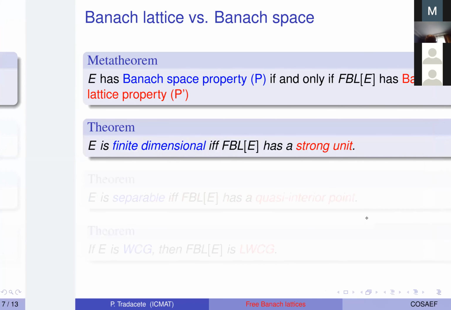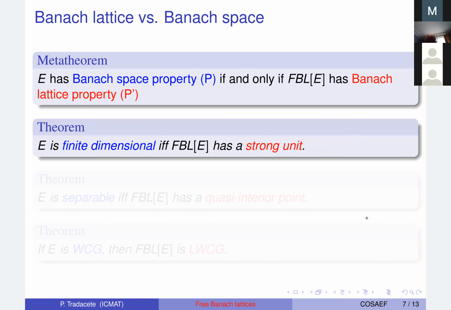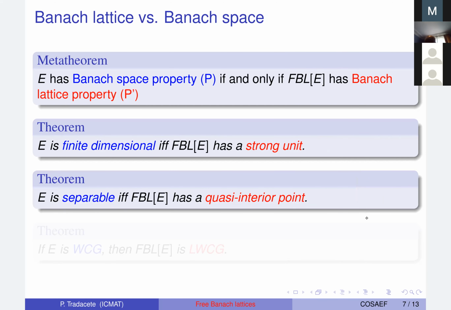So the easiest, or the first thing one can check, is that being finite dimensional for a Banach space is equivalent to its free Banach lattice having a strong unit. This is very much related to my previous comment about identifying it with a space of continuous functions, of course. You may complain that being finite dimensional is not a Banach space property per se, it's basically an algebraic property. But okay, let's go one step further.